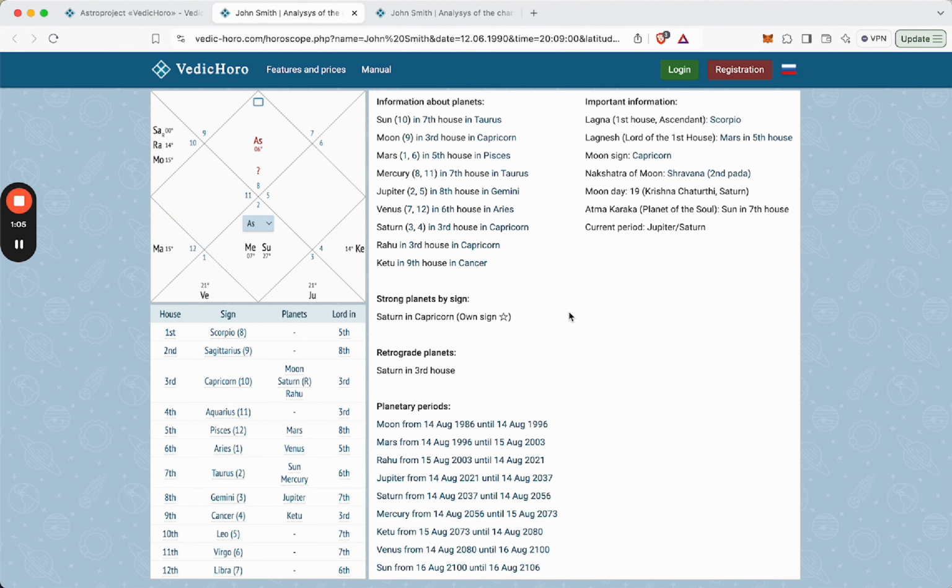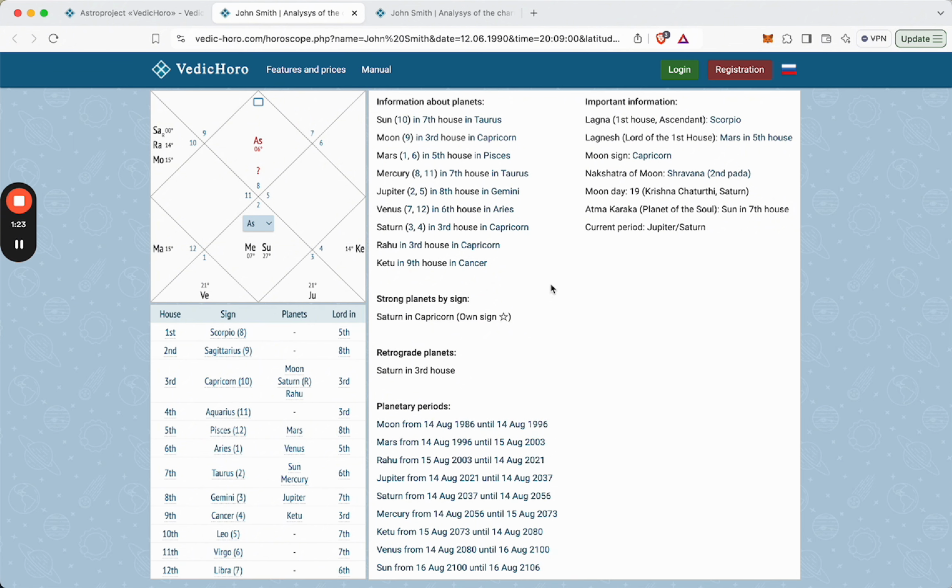Since we are looking at the free version of the site, it's not going to show you aspects of planets, and the planets themselves are going to show up in black, which is a little bit different from the screenshots I'm going to have in my slides. Nevertheless, this is enough for you to understand the chart.